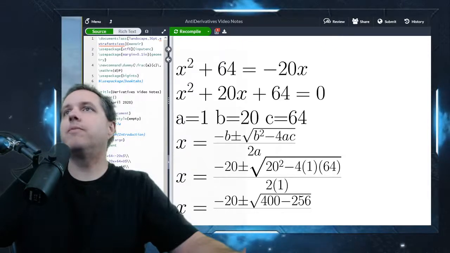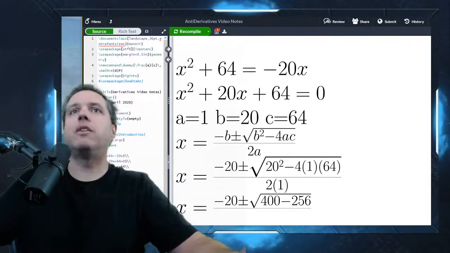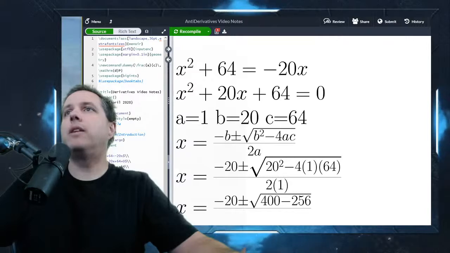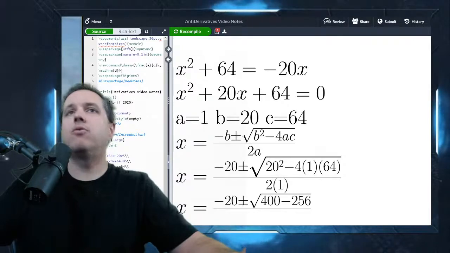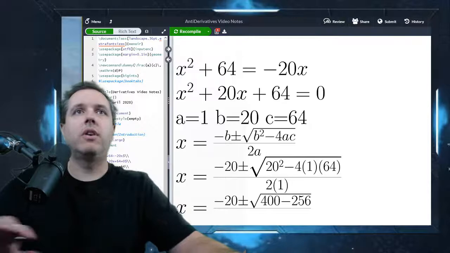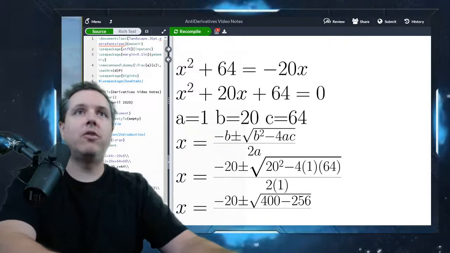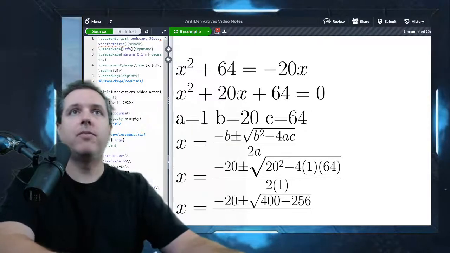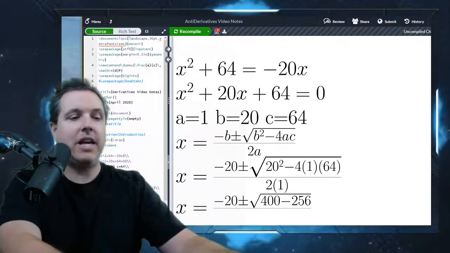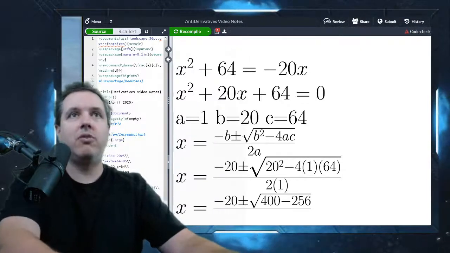64 times 4, 256, right. So 400 minus 256 is 144. Okay. Oh, and this is all over 2, right? Okay, so see how it's starting to simplify down? That's good. We're not trying to do everything in one step.